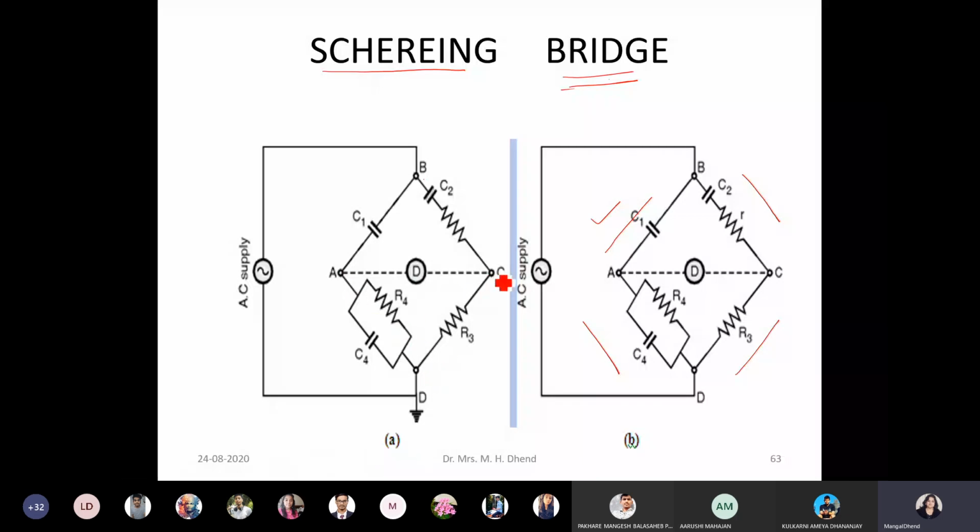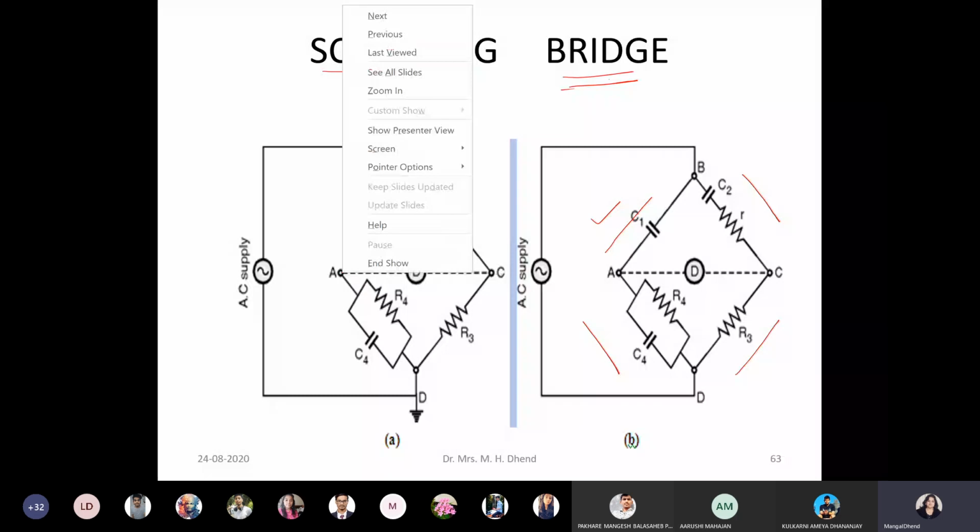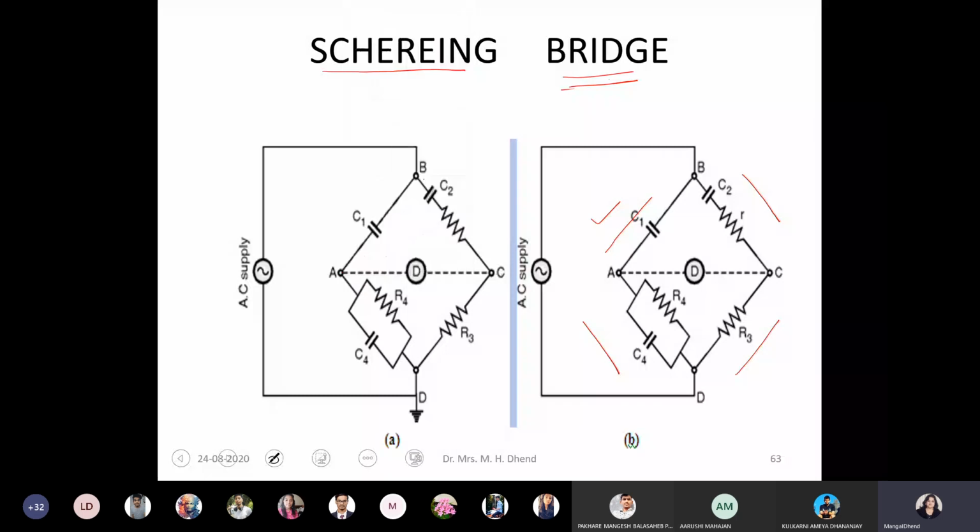So these 2 voltages will be equal. As there is no potential drop between points A and C, VAC will be 0. And as VAC is 0, there will be no current passing through this detector. That is called null deflection. Null means 0, so this detector will not deflect.